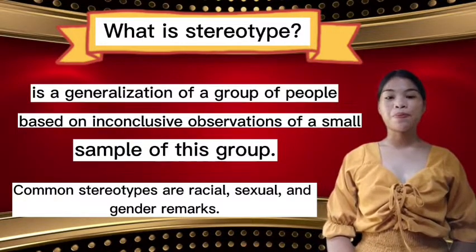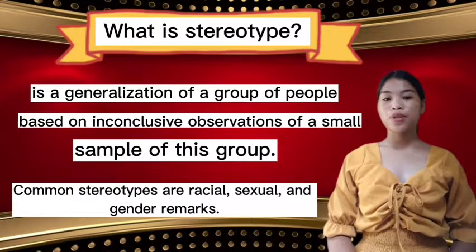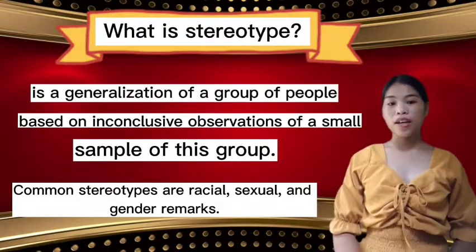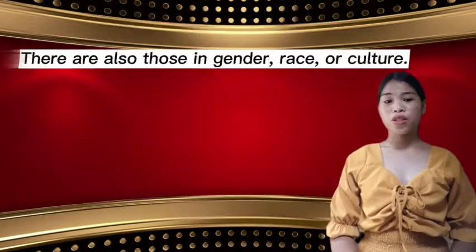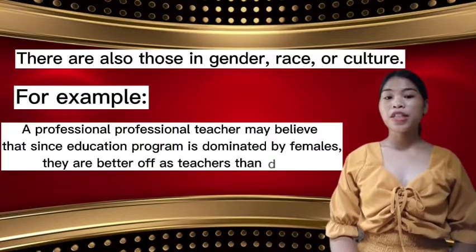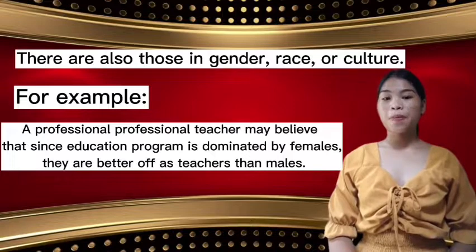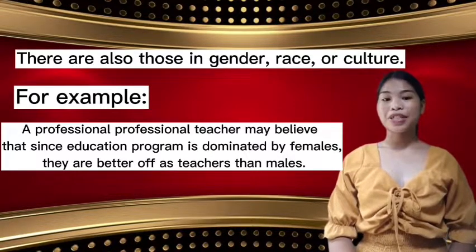For example, a teacher employed in a city school may have low expectations of students coming from provincial schools or those belonging to ethnic minority groups. There are also those of gender, race, or culture. For example, a professional teacher may believe that since the education program is dominated by females, they are better off as teachers than males.